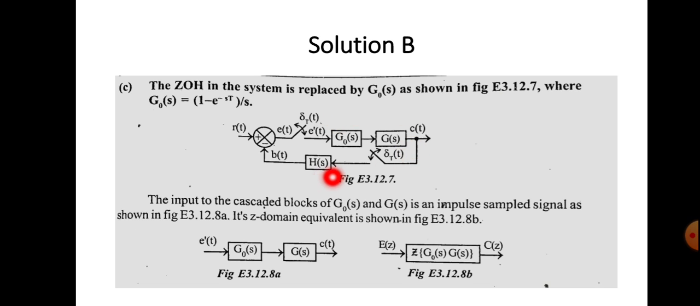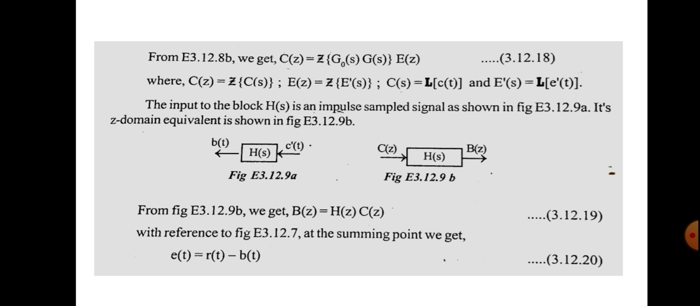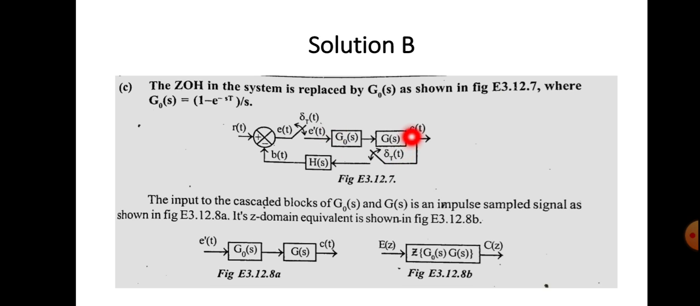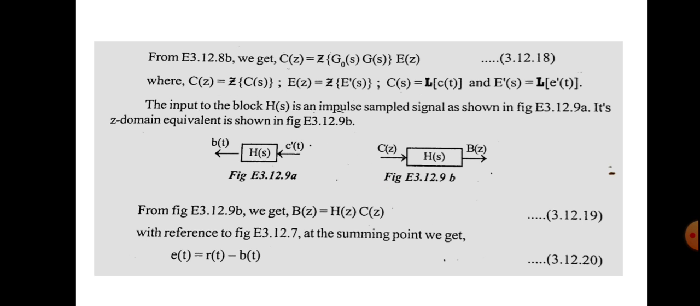Next block is the feedback path. You can see that the sampler is provided at the input of this H of s. So the input is C dash of t and the output is B of t. Why is it written as C dash of t? You can see in the diagram that C of t is coming here, but its sampled version is taken at the output of this sampler. So here C dash of t will appear. So you can write C of z, H of s and B of z as the Z domain equivalent circuit, and here B of z will be equal to H of z into C of z, and you know that C of z is the Laplace transform of C dash of s, where C dash of s is the Laplace transform of C dash of t.